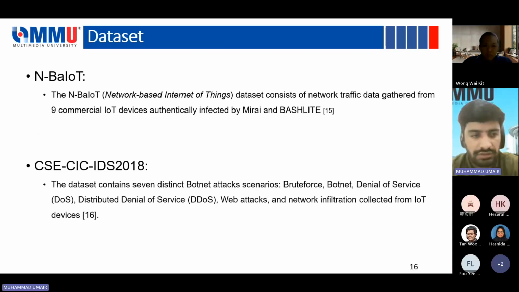Because we are dealing with IoT attacks, the datasets used for this study are the two most famously used ones, the N-BaIoT dataset and the CSE dataset. The N-BaIoT dataset consists of network traffic data gathered from 9 commercial IoT devices, which were authentically infected by Mirai and BASHLITE attacks. On the other hand, the CSE dataset contains 7 different botnet attack scenarios such as brute force, botnet, DoS, and web attacks, and network infiltration. They were also collected from different IoT devices.